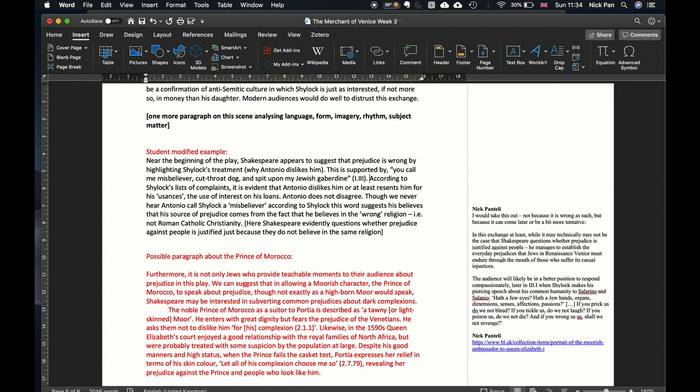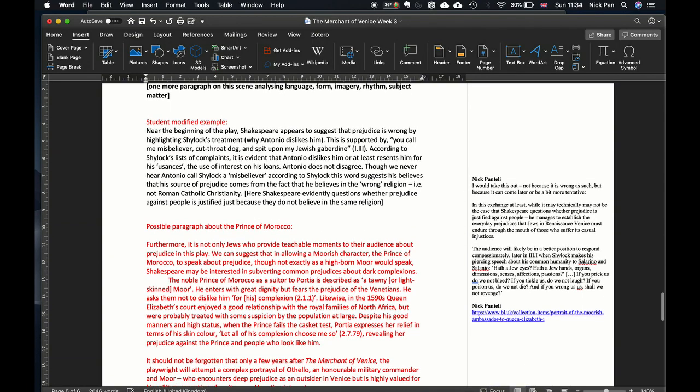So in the scene that we've just looked at, Shylock believes that it is the use of interest on his loans that is the reason why Antonio dislikes him. Antonio does not disagree at any point. It's worth saying that Antonio dislikes him for the use of interest on his loan.